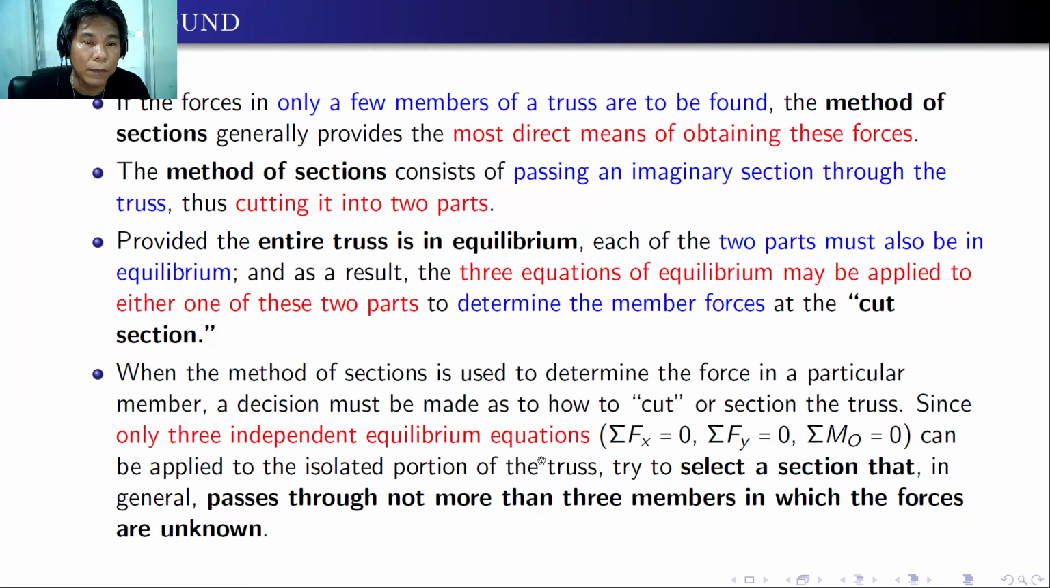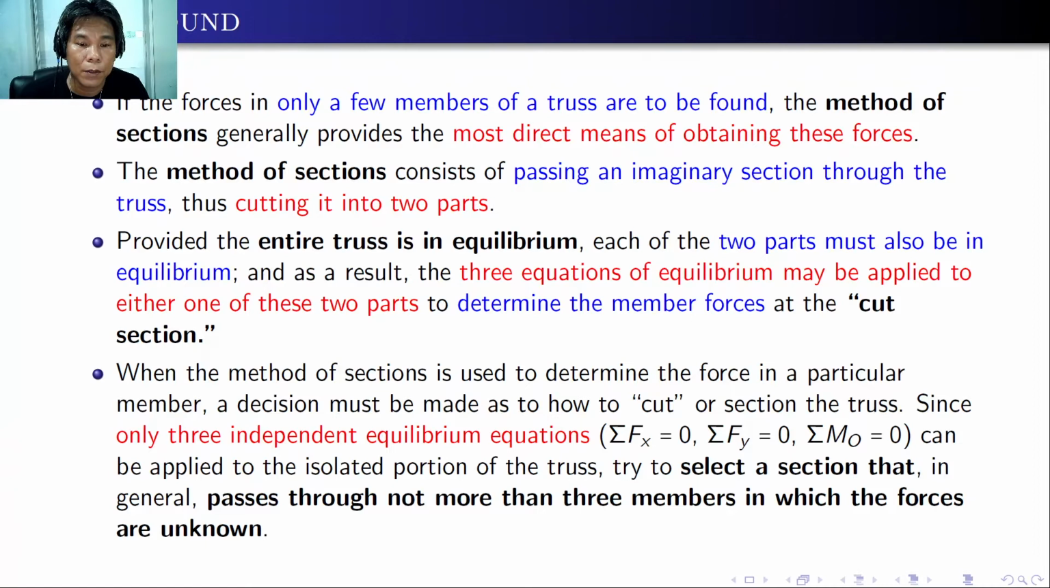As a background, if the forces in only a few members of the truss are to be found, the method of sections generally provides the most direct means of obtaining these forces. This method consists of passing an imaginary section through the truss, thus cutting it into two parts. Provided the entire truss is in equilibrium, each of the two parts must also be in equilibrium. And as a result, the three equations of equilibrium may be applied to either one of these two parts to determine the member forces at the cut section.